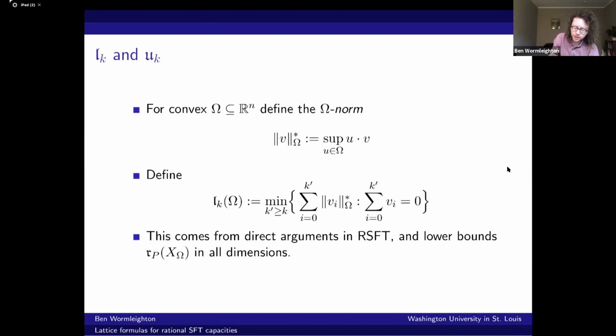Okay, so I'm not going to spend much time talking about L_k, I really want to get to the intersection with algebraic geometry. Well, I will say this can be interpreted by algebraic geometry, and I will hopefully make that comment in a little bit, but this comes from direct calculations in SFT. And in fact, this is always just a lower bound for the RP in any dimension. You don't need dimension 4 for this.